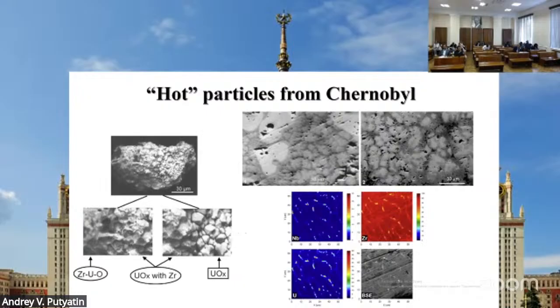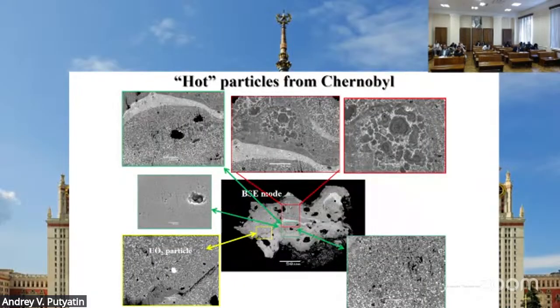And you can trace behavior of different elements. For example, here in a zirconium-based particle, you have some precipitation of uranium, which is excess uranium, which was not able to dissolve in zirconium dioxide. But here you see, for example, an amazingly complex hot particle from Chernobyl. The brighter it is, the heavier is the material, so it's more uranium rich.